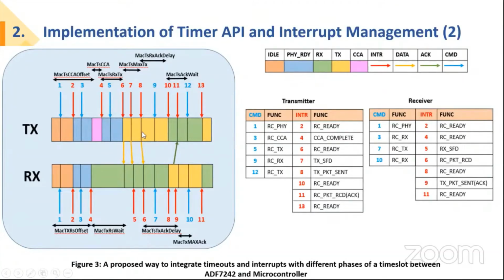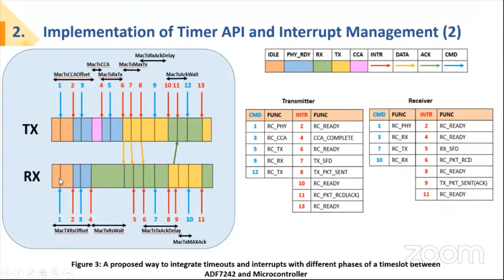In the TX state, it will transmit the data, and then it will enter into the RX state upon issuing the command RC RX, and then in the RX state, it will wait for the acknowledgement. And this is how the transmitter time slot works. The same goes for the RX time slot.